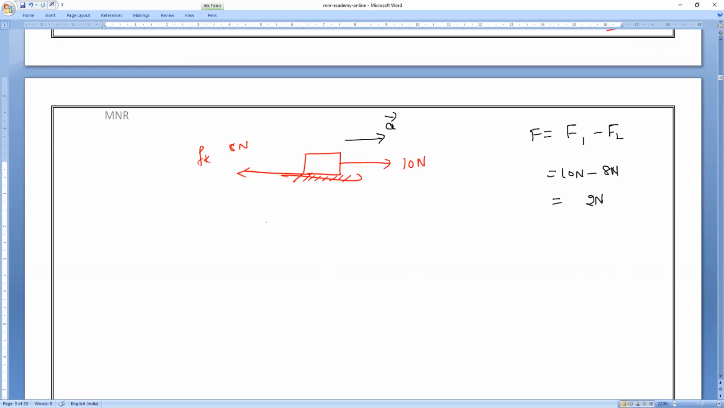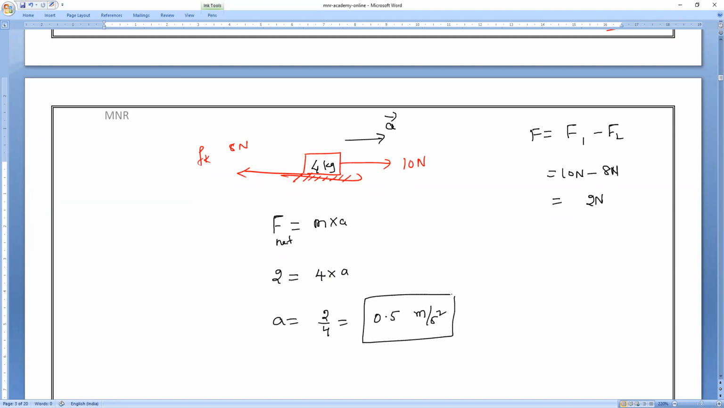So now we want to find acceleration. We all know that F net, the resultant force, is equals to mass into acceleration. So mass is how many kg? 4 kg. F net is 2, mass is 4 into acceleration. So acceleration is equals to 1 by 2, which is equals to how much, guys? 0.5 meter per second square. That's the acceleration.